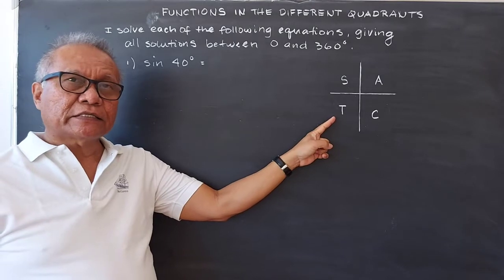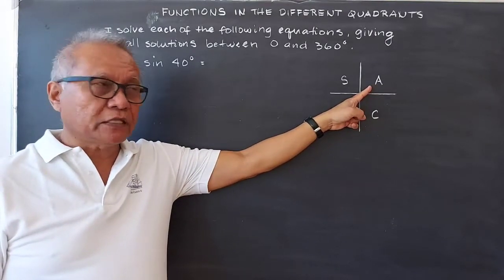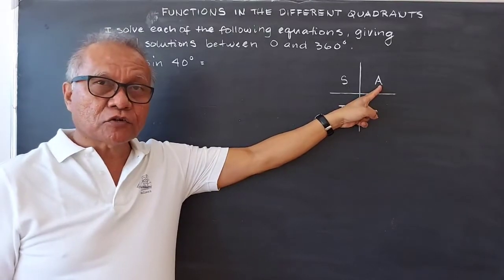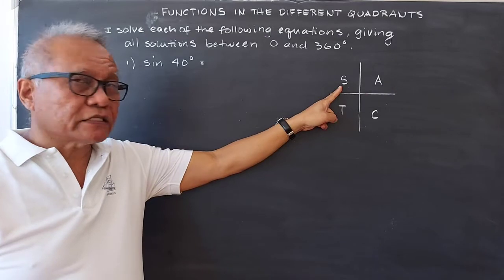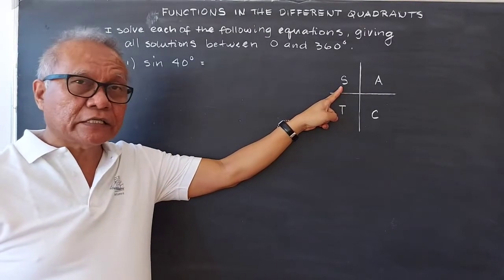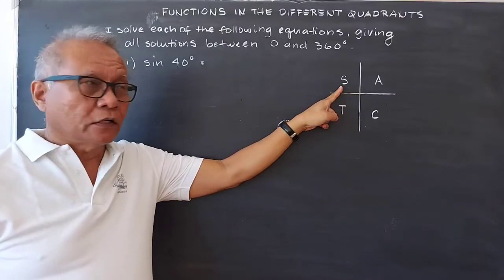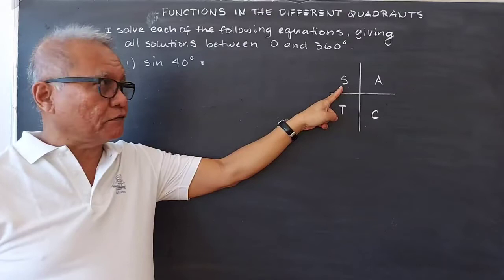What do we mean by this? The A here in the first quadrant means all functions are positive. The S in the second quadrant means that only sine is positive here. The cosine and the tangent, they are negative.